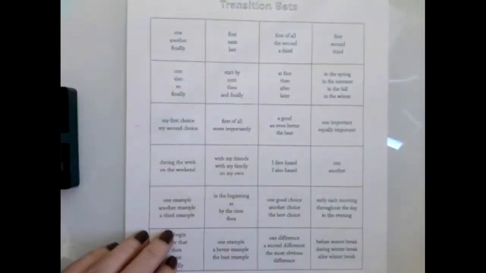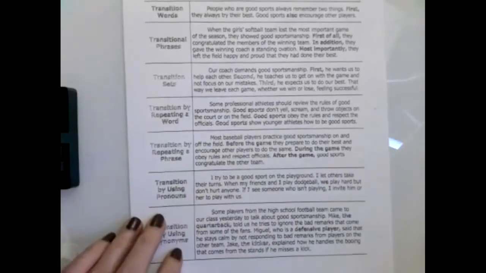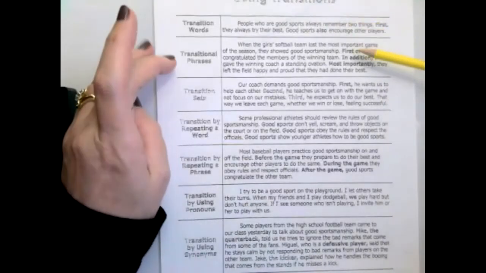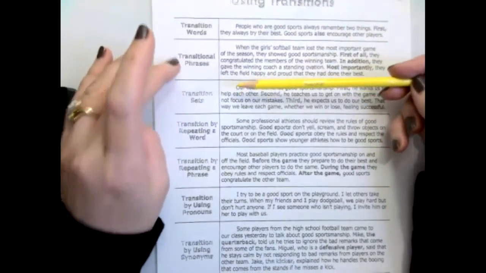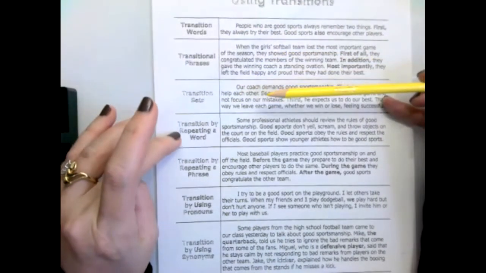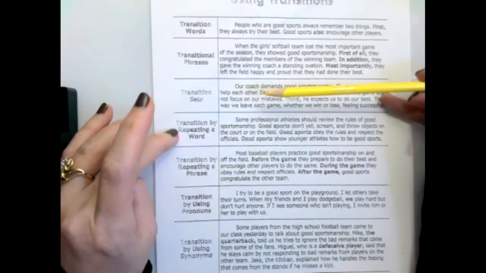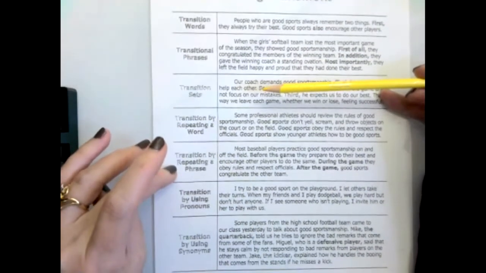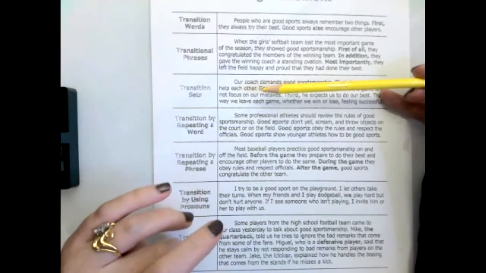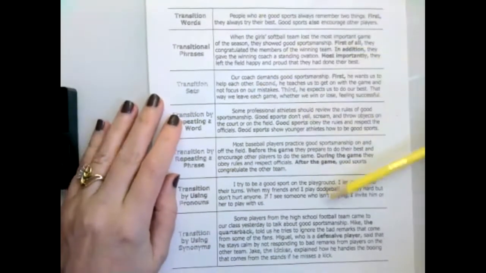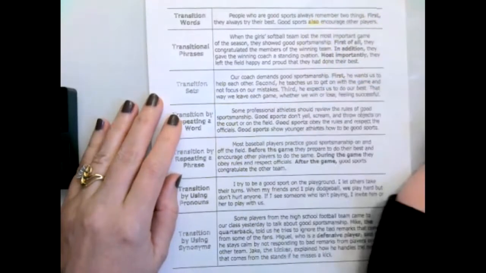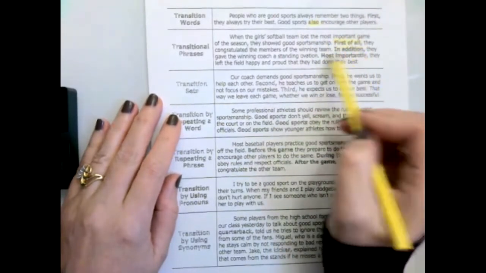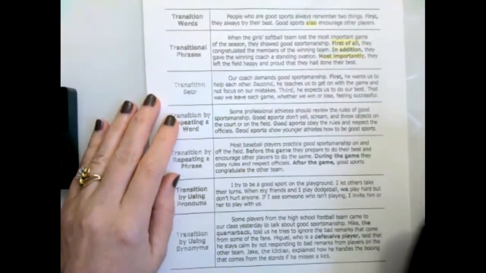Okay, and then again, here's another page of transition sets. And this would be a good thing to read through with your child. So using transitions: words, phrases, sets, transitioning by repeating a word, transitioning by repeating a phrase, by using pronouns and synonyms, and then read through the examples with your child. And maybe as you're doing it, color code the transitions with yellow like that. Pick them out as you're reading through.